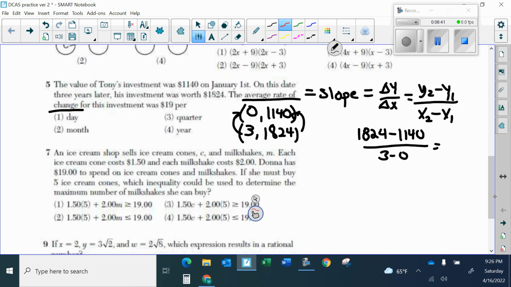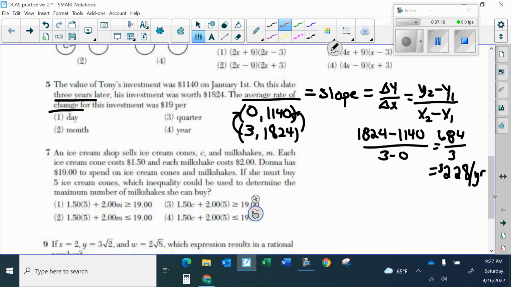So I get, let's see, not 700, it's going to be 600. Let's see, 4. Okay, 12 is going to be 8. And 7, 6. 684 divided by 3. That's going to be, divide that, and I get 228. Okay, so it's 228 per year because this is 3 years later. So that's $228 per year.